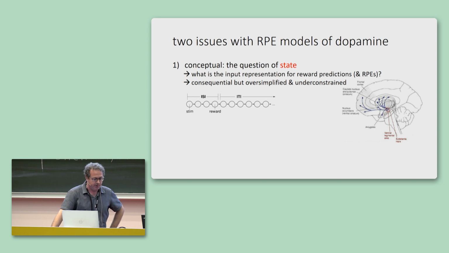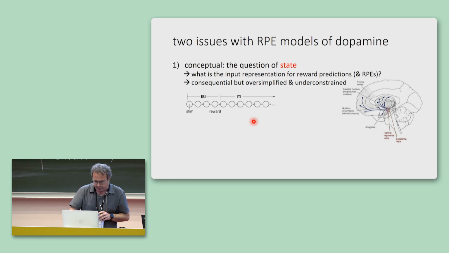But in the meantime, in these models, people have tended to use very simplified, stripped down representations of the state of the task to simulate these models, and I think it's going to turn out that's not good enough for the data.